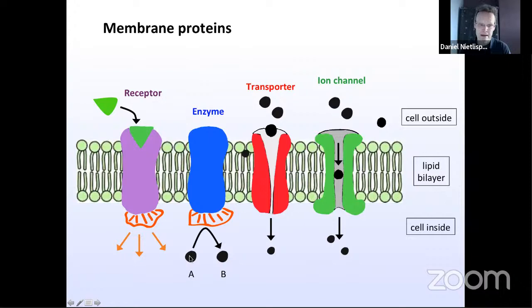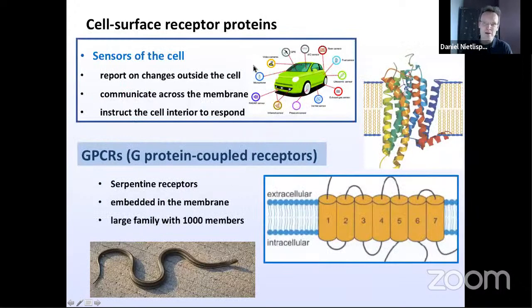They might be acting like what we have just heard through Bill as an enzyme, which is converting a component into a different one, or they will be allowing various different molecules to come across the bilayer into the cell or out of the cell. And myself and my group, we are now very interested in investigating these receptor molecules, and in particular, these so-called cell surface receptor proteins.